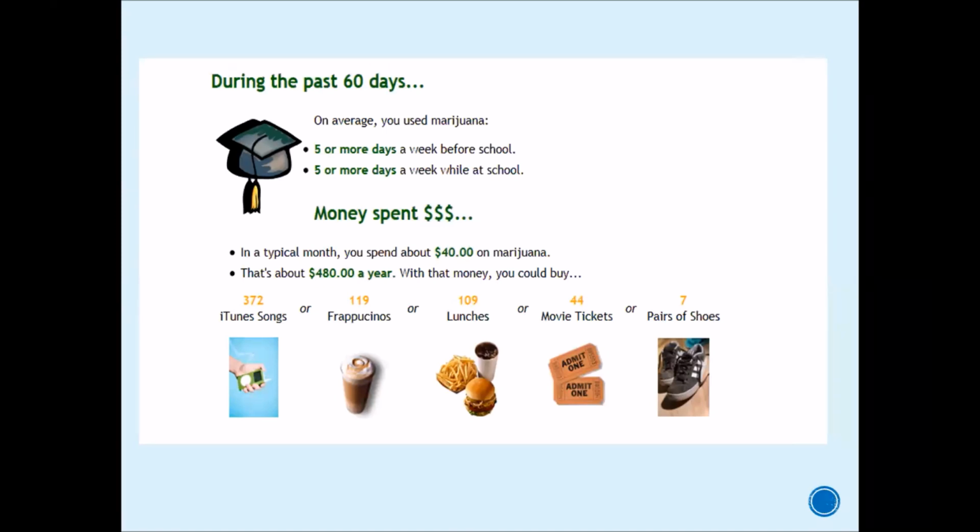So again, using that information to get their reaction. What do you think about that amount? What kinds of things are you saving for? What kinds of things are you hoping to buy in the near future? What else could you spend that money on?